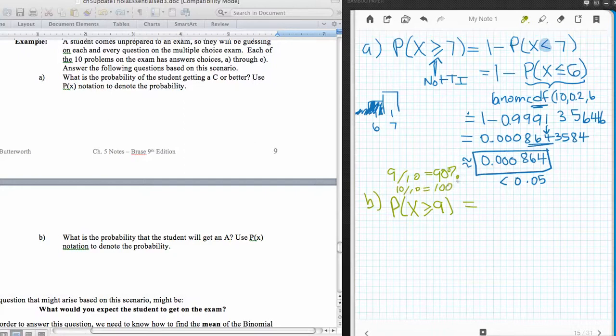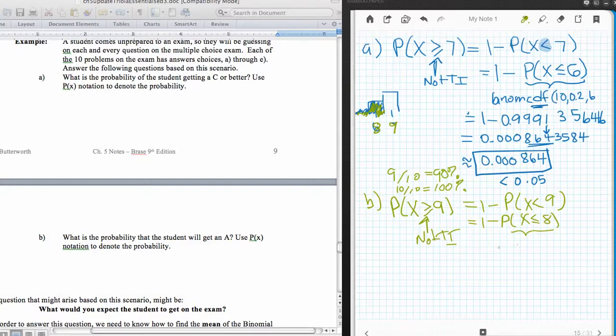Those are both A's. So again, we can't figure out greater than or equal to on our TI, so this is not TI capable. So we have to do the complement again. So this is 1 minus the probability that x is less than 9, strictly less than here, right? This is our 9, and this is our 8 here, and so we want to be strictly less than 9, so it's the 8 or less. So this is 1 minus the probability that x is less than or equal to 8.